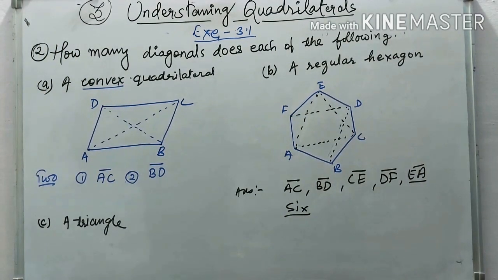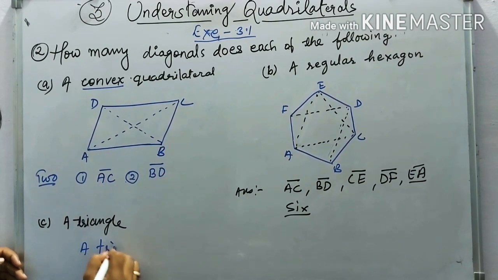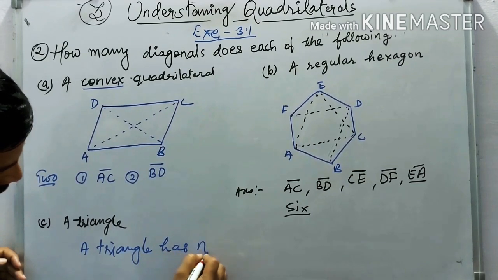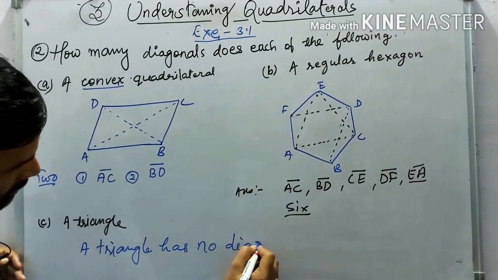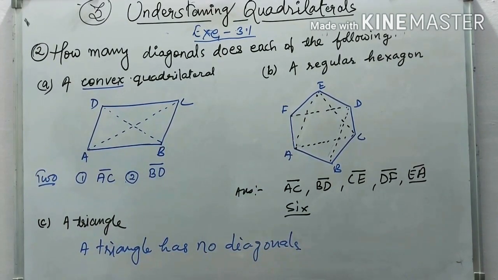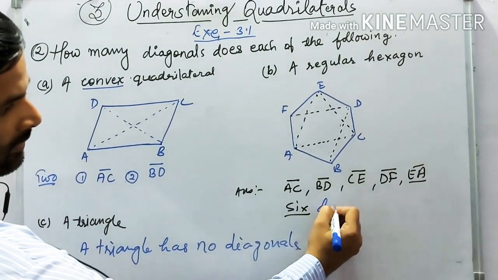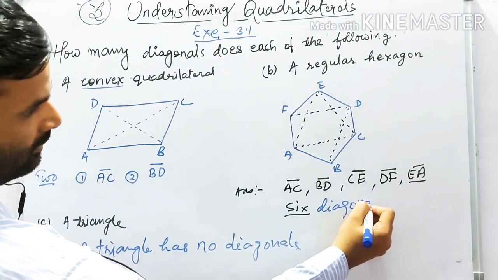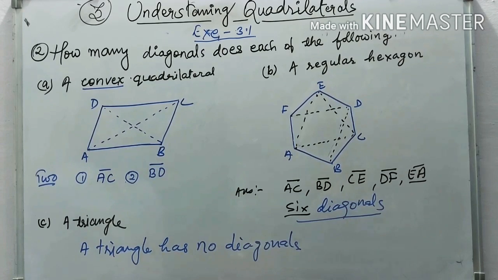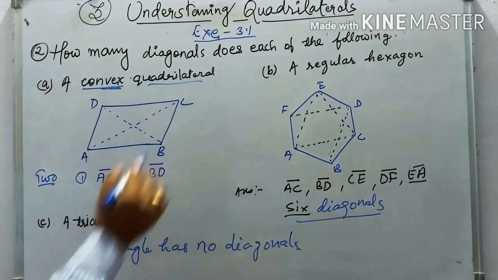And last will be a triangle. A triangle has no diagonals. Okay, so there are 6 diagonals in a hexagon, and 2 diagonals in a regular quadrilateral.